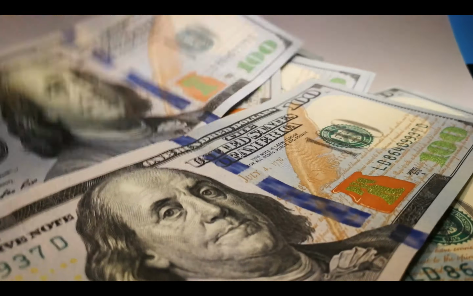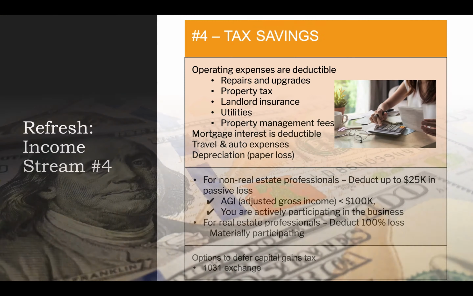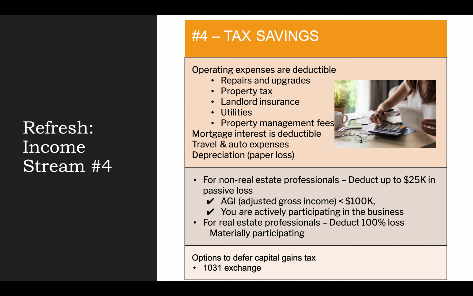We talked about, in addition to the normal operating expenses that you're able to use as deductible, there is also a concept called depreciation. And for depreciation, if you are a non-real estate professional and your adjusted gross income is less than $100,000, you are actively participating in the rental property business, you are able to deduct up to $25,000 in passive loss. We'll focus on 3 topics.